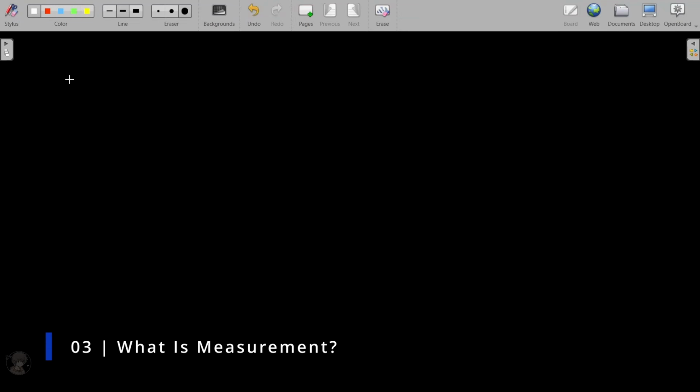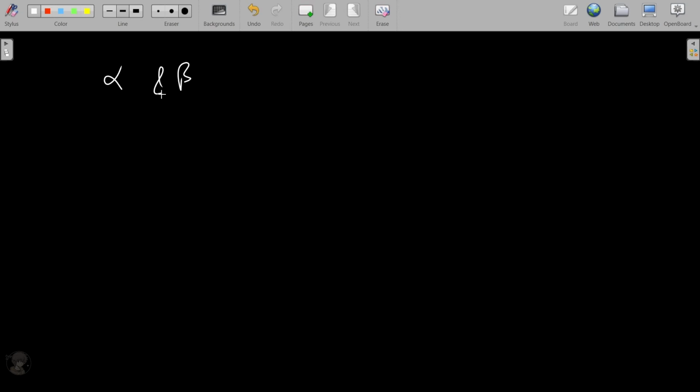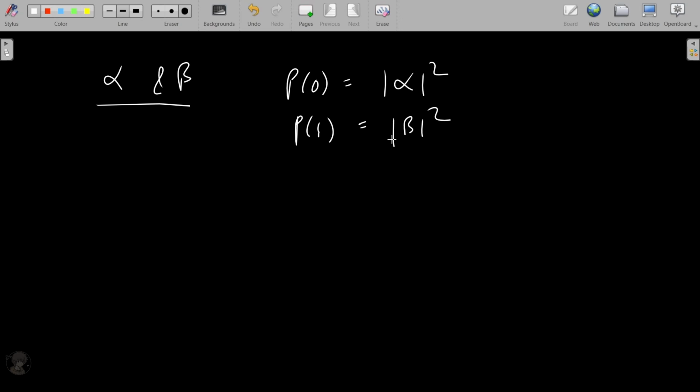In the previous video, we learned that a qubit is described by two amplitudes, alpha and beta. We also learned that probabilities are obtained by squaring the magnitude of those amplitudes. P of 0 is modulus alpha squared, P of 1 is modulus beta squared. But here is the important question: if a qubit contains both possibilities at the same time, how do we actually get a single result? That process is called measurement.